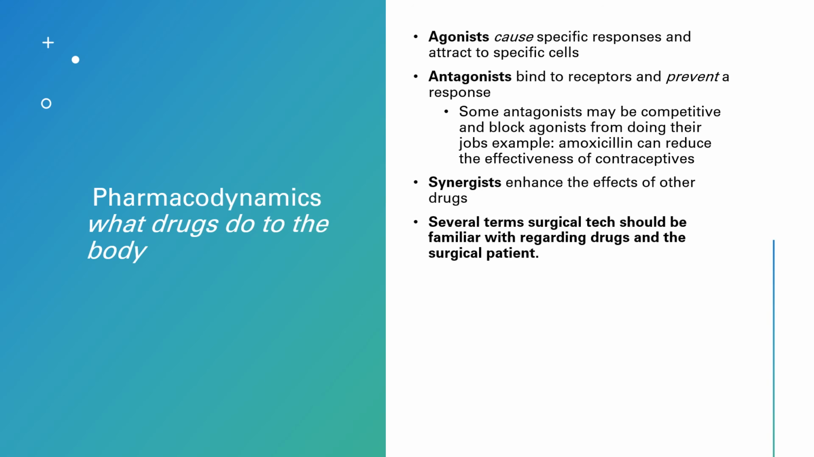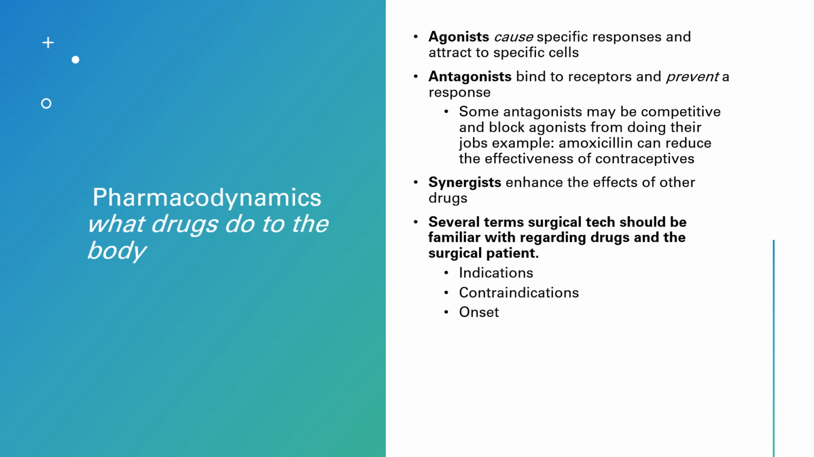Okay, and the last thing we're going to cover for this chapter here are some terms that you as a surgical technologist should be familiar with regarding the drugs and the surgical patients. So the first one is the indications. The indications are the reason or purpose for giving the medication. This is why we are doing it. Okay. The contraindication is a reason against giving the drugs. So again, I'll bring up that example of Tylenol versus Coumadin. It is contraindicated to give Tylenol if they are taking Coumadin as well.